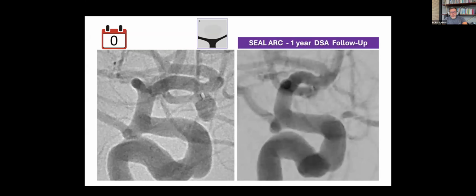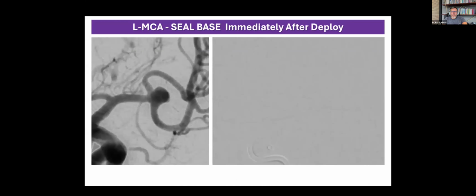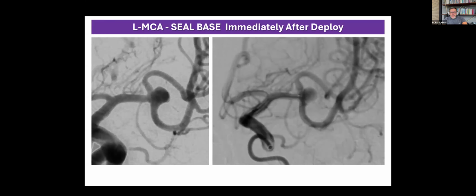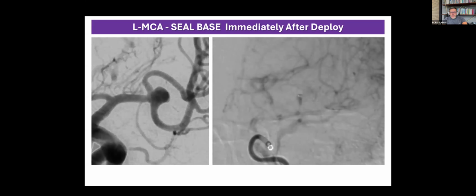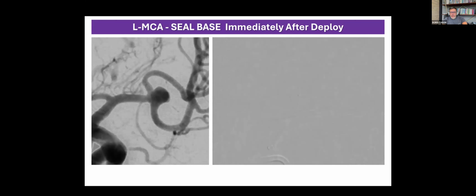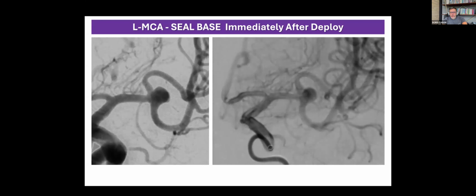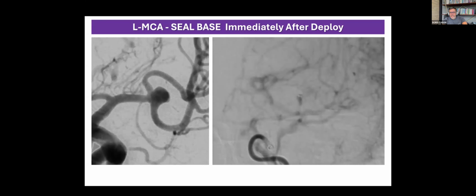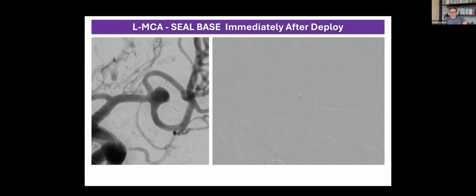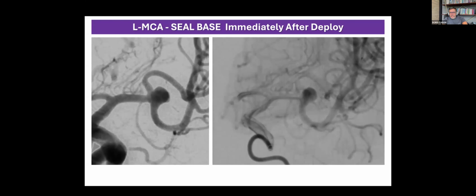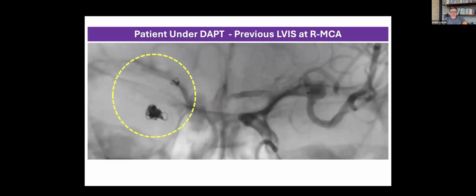This is another working projection. This is another illustrative case, left MCA. Here we use a base device. This patient was under dual antiplatelet therapy because the patient was treated on the right side with a Stenny coils technique. You may see here the contrast stagnation inside the device.